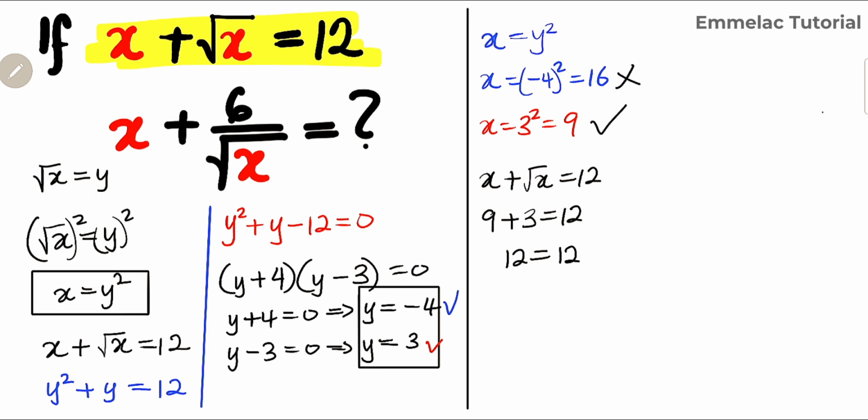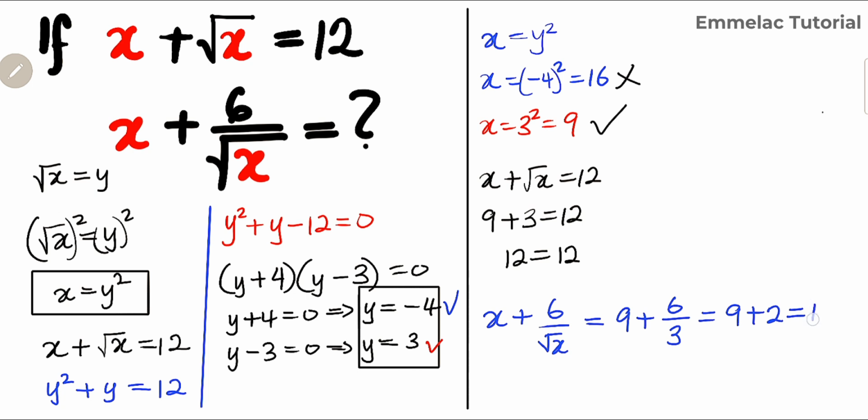What we need to do now is plug the value of x into this expression. So here we have x plus 6 all over the square root of x. This gives us 9 plus 6 all over the square root of 9, which is 3. So this gives us 9 plus 2, which gives us 11. So 11 is the answer to this question.